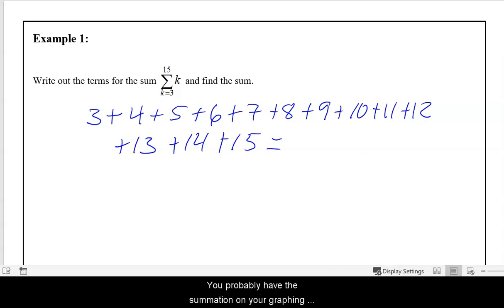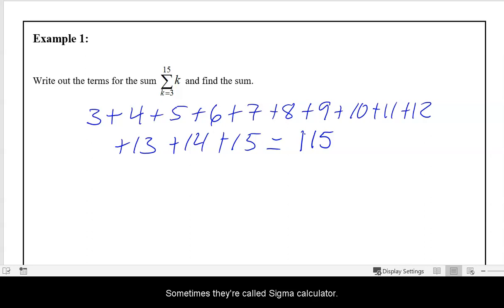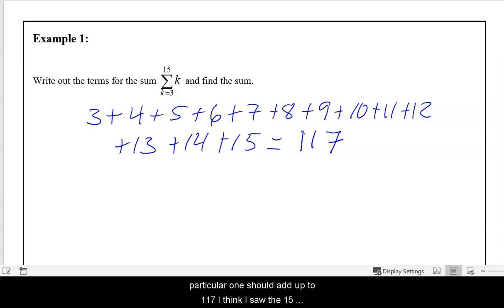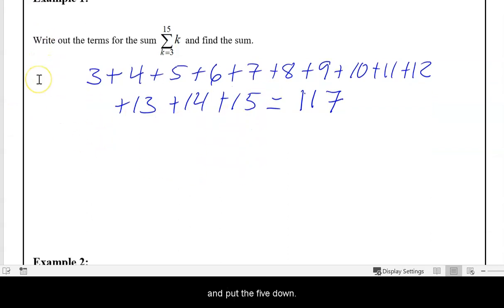You probably have the summation on your graphing calculator or on your scientific calculator. You may want to pause the video here and see if you can find it. You can also find these on the internet if you Google online sum calculator. Sometimes they're called sigma calculators. This particular one, I don't know why I wrote 115. This particular one should add up to 117. I think I saw the 15 and put the 5 down.